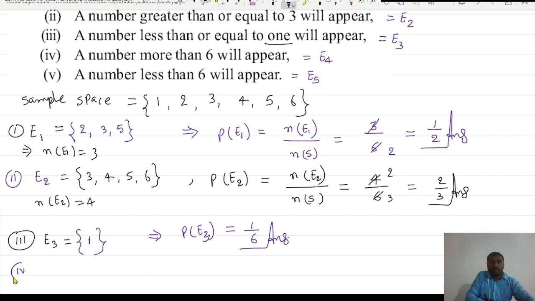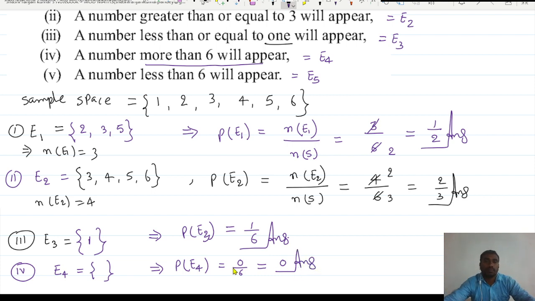If we see the fourth one here, a number more than 6 will appear, that is E4. So how many outcomes are there in which a number more than 6 will appear? No, none. So there are no outcomes in which a number more than 6 will be there, that is what actually 0 by 6. So the answer is 0. So the answer of this question is nothing but 0.